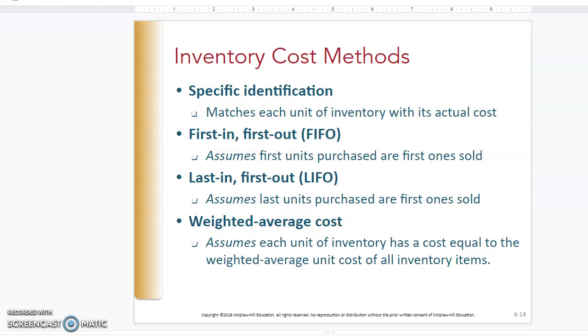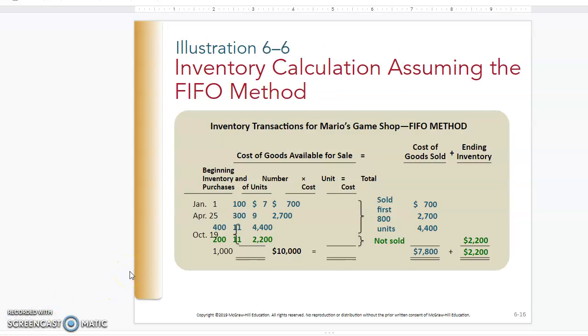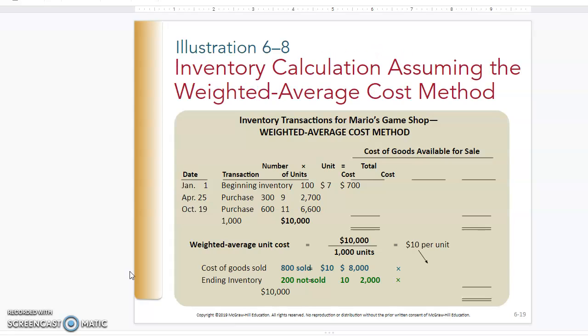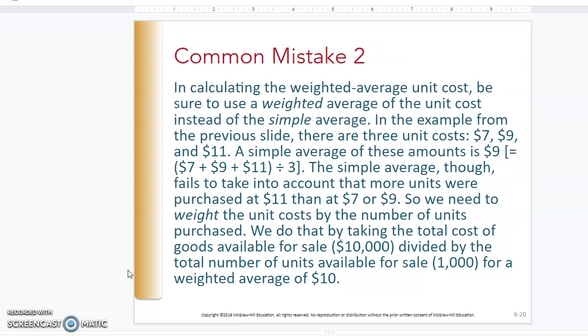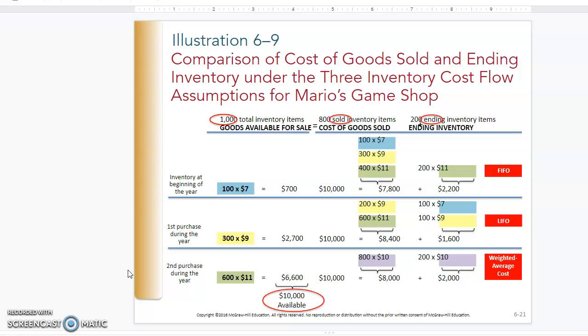The weighted average cost, sometimes just called average cost, assumes that each unit's cost is equal to a weighted average of all of the items in inventory. To use a weighted average, you're going to take the total dollars in inventory and divide by the total units to get a cost per unit. This example in the PowerPoint's not great because the numbers don't line up, but this is what I want you to see.